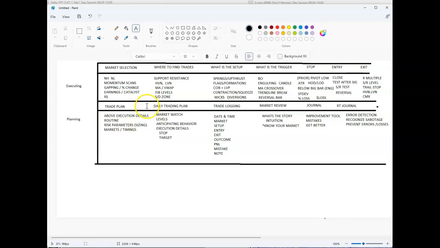And anyway, so the trade plan must be written: market timing, risk parameters, sizing, routine, and the above-mentioned execution details. After that, if you're going to trade, you have to have a daily trading plan. The daily trading plan indicates what markets you're watching and the levels that you're watching those markets at, very important.